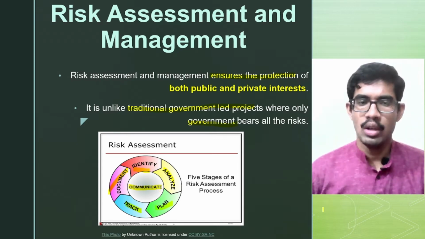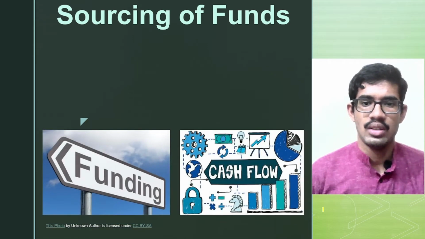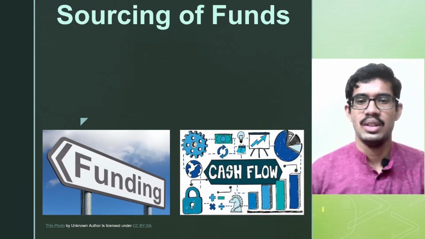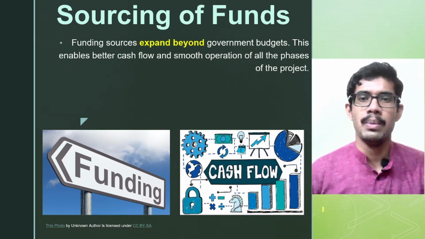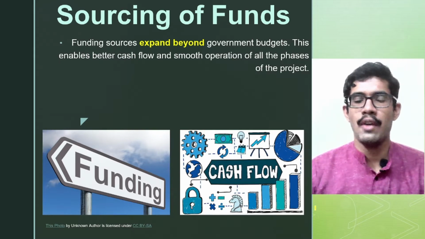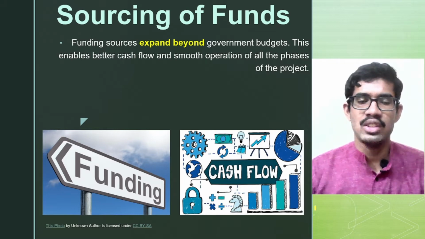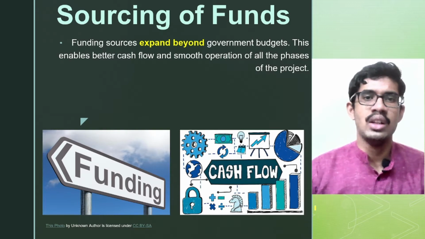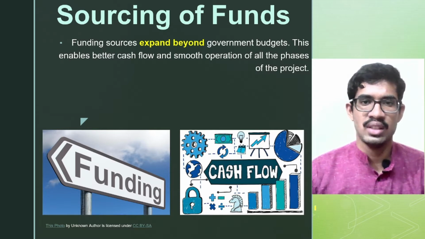Let us now move on to our next implication, that is sourcing of funds. So cash flow, right? Without this, the infrastructure project is not at all possible. Funding sources expand beyond the government budgets. In the traditional government-led projects, we have to wait for the government to fund the project. The government budget has allocations for different kinds of activity. What will happen is that the fund allocated for a particular infrastructure can be less, or it depends on the other schemes of the government.